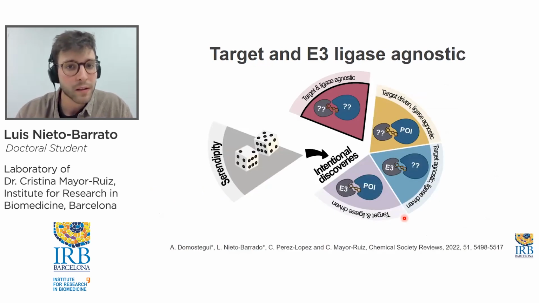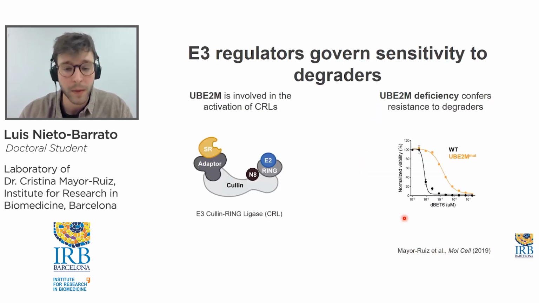I will go to the next example, that is when we don't know the target or the ligase, meaning agnostic. And we could use this strategy when we are interested in unlocking relevant disease vulnerabilities. So for this, I will use the example of my mentor, Cristina Mayor, that's back in Vienna in the Winters lab. They aim to find the determinants that govern sensitivity to degraders.